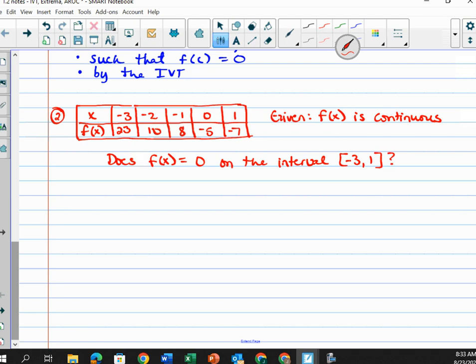Guys, we want to know, given this table here, does f of x equal 0 on this given interval? And you're told that f of x is continuous. All right, so try this one on your own. Can you do the 5 bullet points for me, okay? And it's okay if you have to look at the other example.